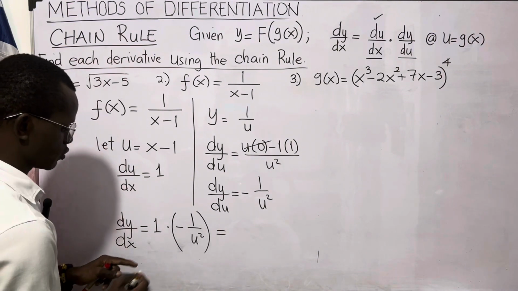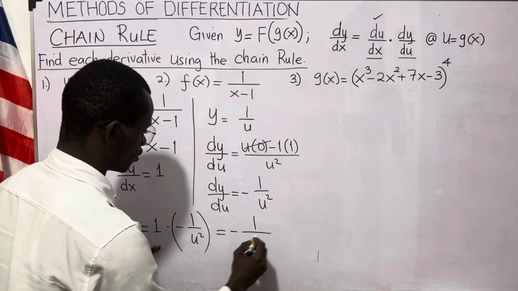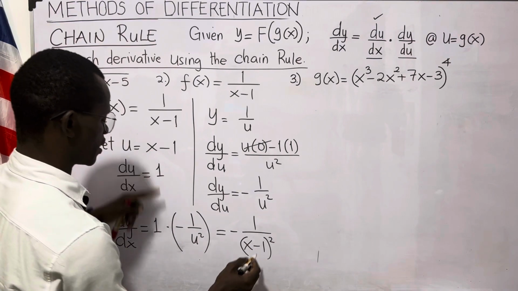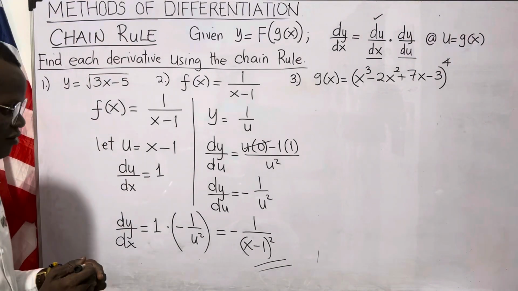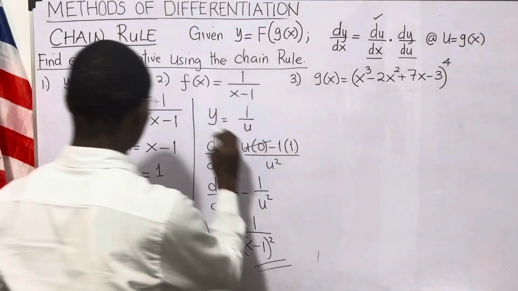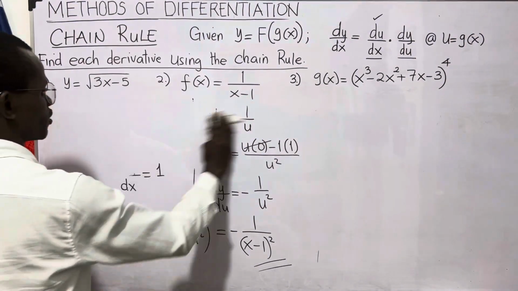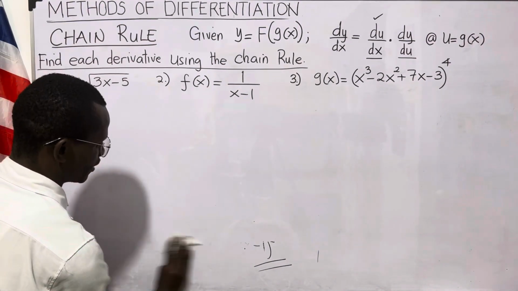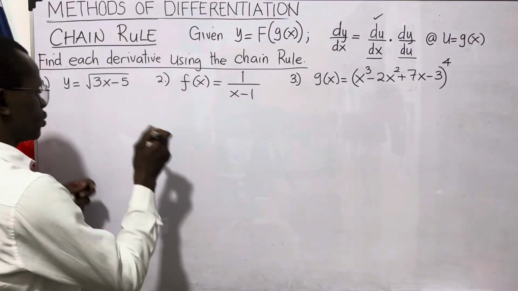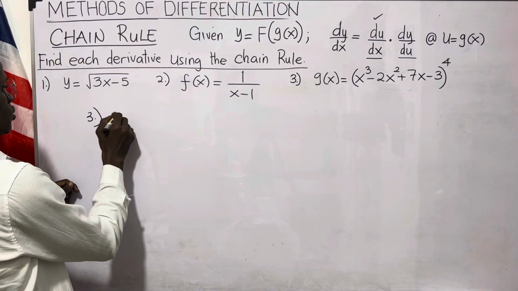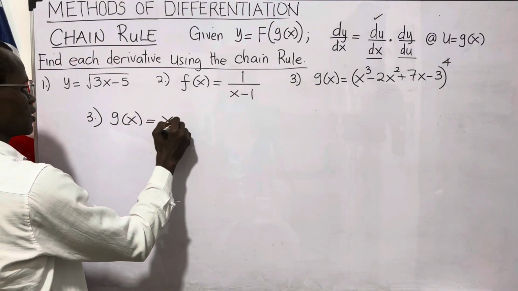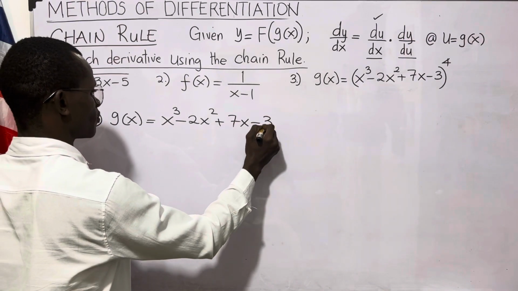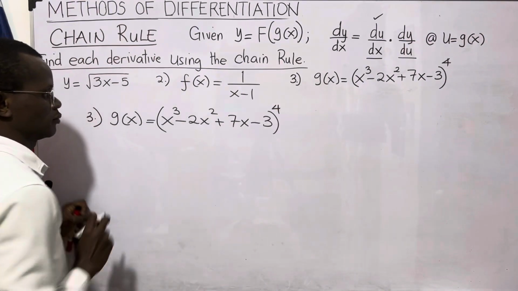So what would this be equal to? So this is just minus 1 all over, now u is x minus 1 raised to the second power. So this is it. It's very, very simple, right? It's just easy, you know. So let's do the last one. Then we move to other higher problems, you know. So the next problem says g of x is equal to x cubed minus 2x squared plus 7x minus 3 raised to the 4th power.